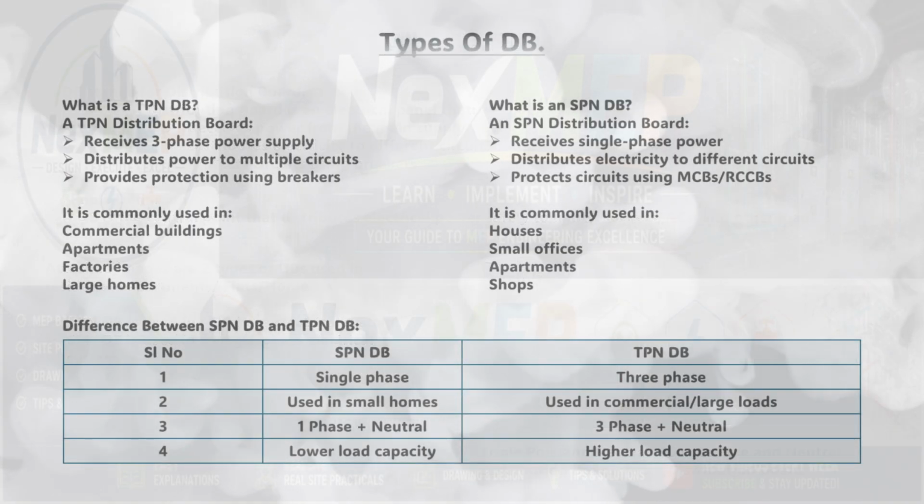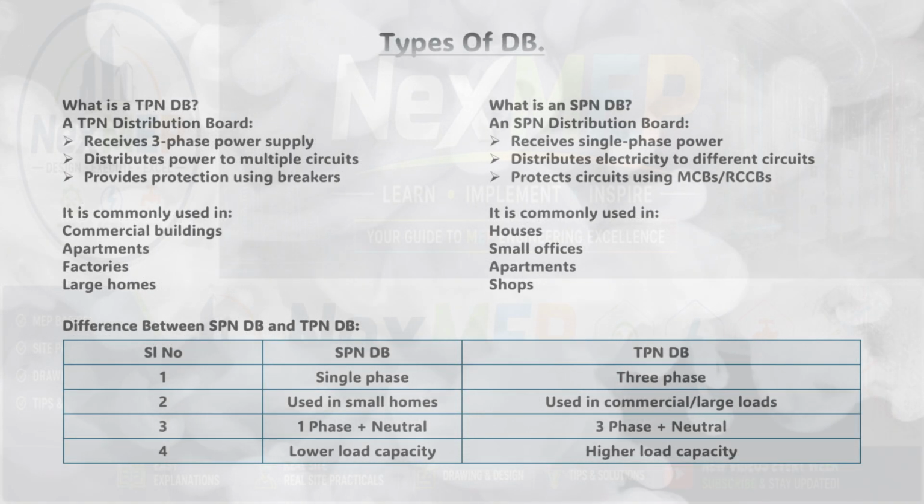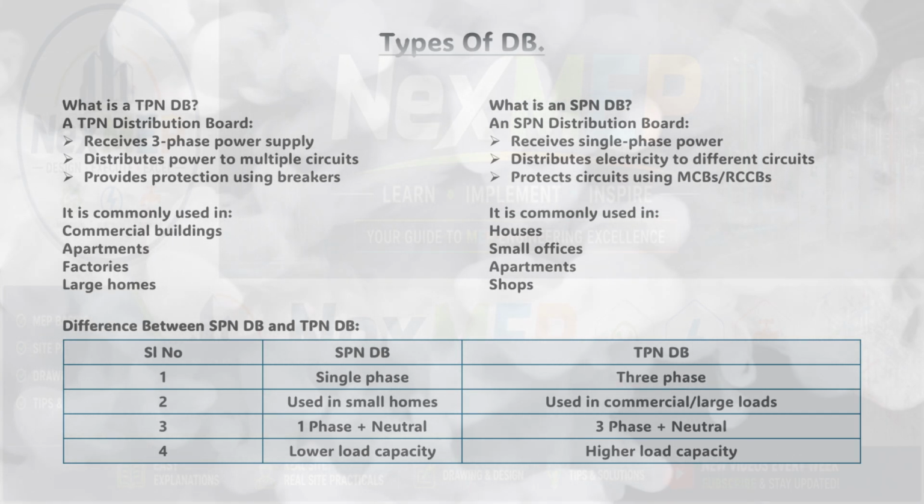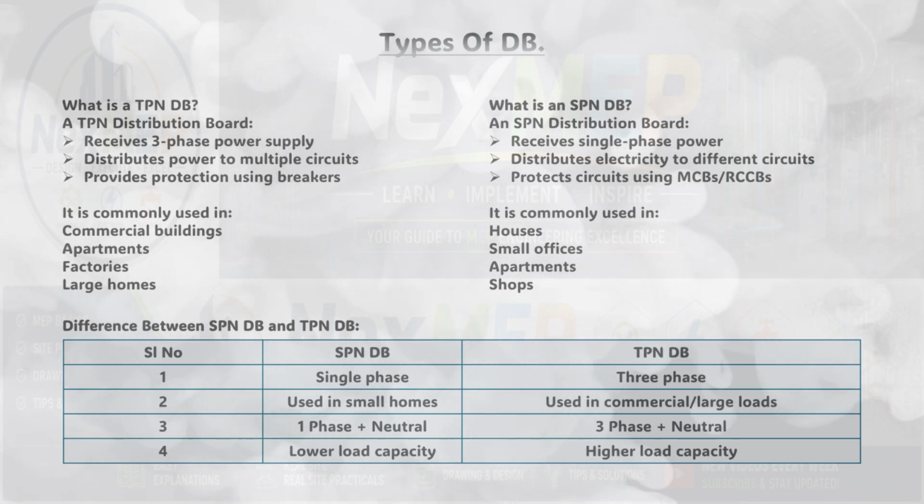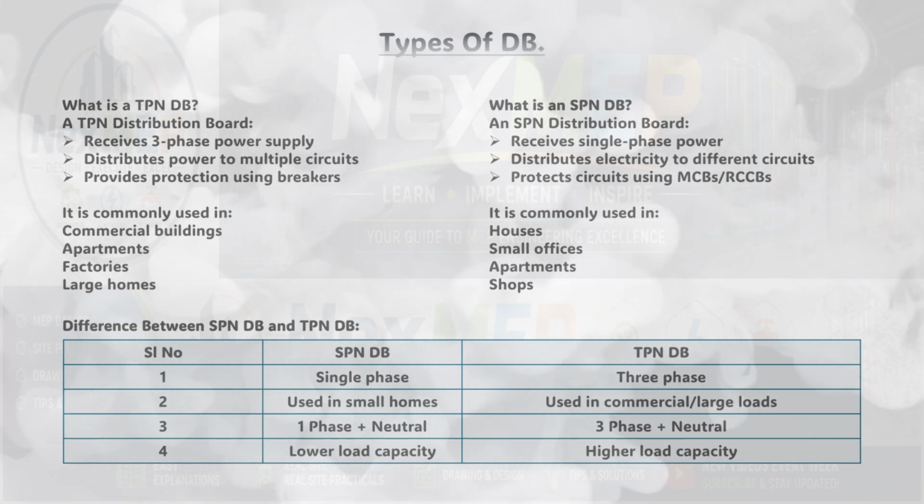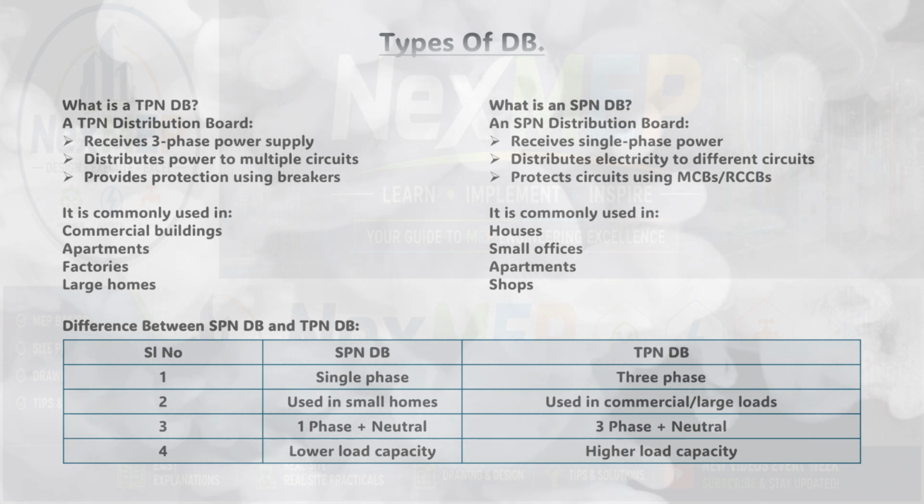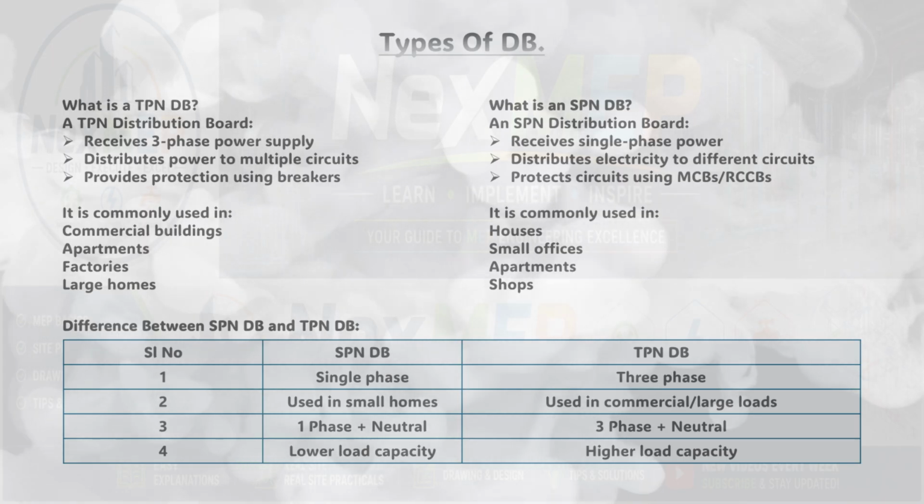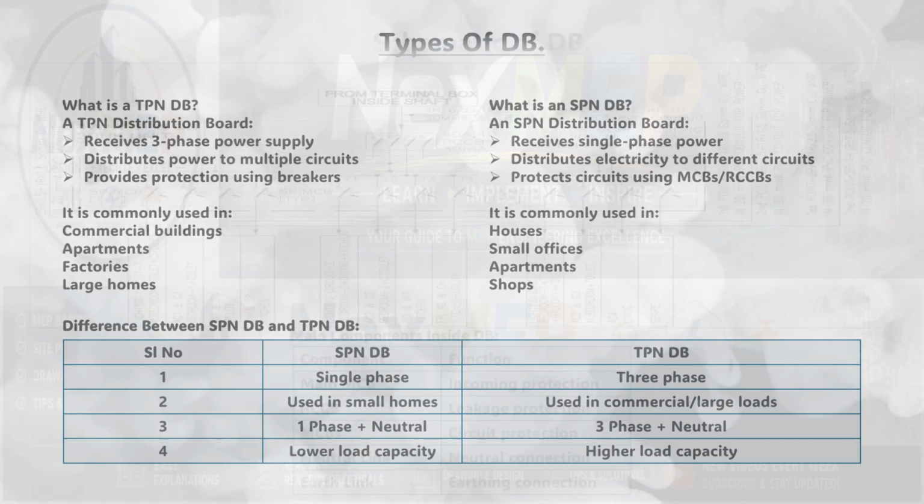Let's now understand the difference between TPN DB and SPN DB. TPN DB, triple pole and neutral, receives three-phase power supply, is used in commercial buildings, apartments, factories, and large homes, can handle higher electrical loads, and has three phases plus neutral. SPN DB, single pole and neutral, receives single-phase power supply, is used in small houses, shops, small offices, and apartments, handles lower electrical loads, and has one phase plus neutral. Key differences are mentioned in the table.